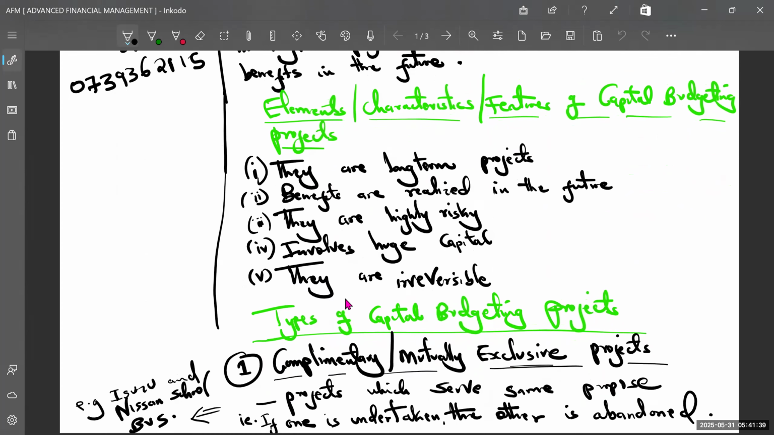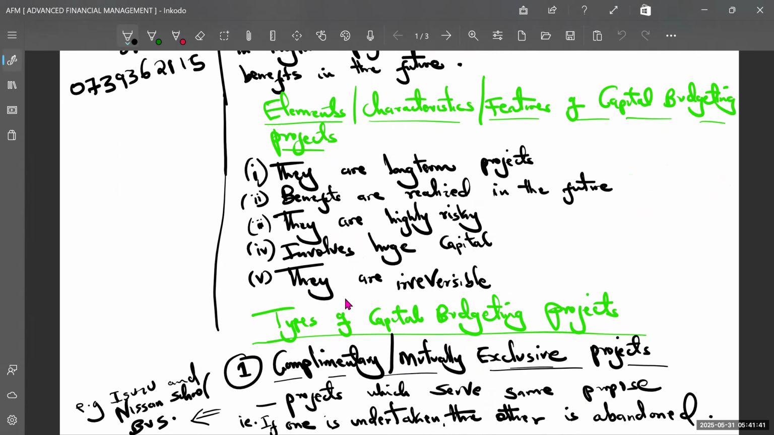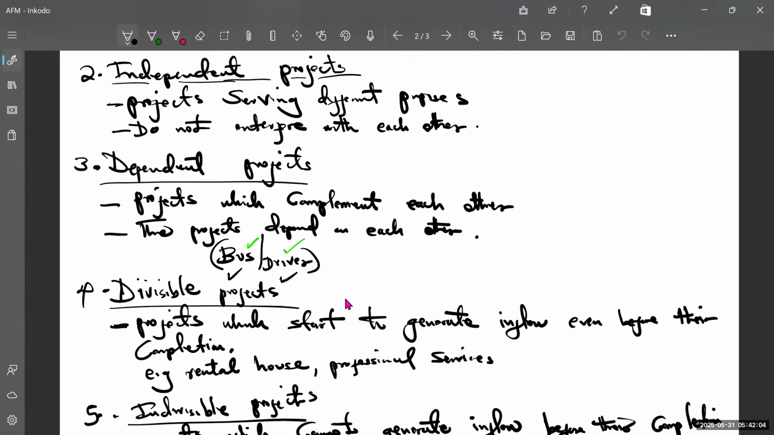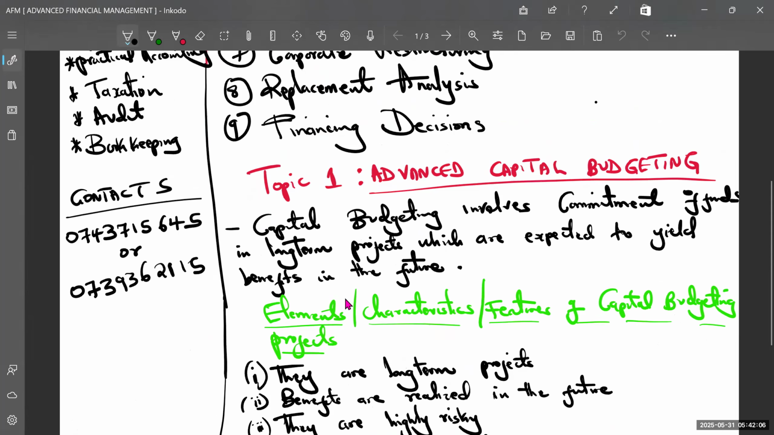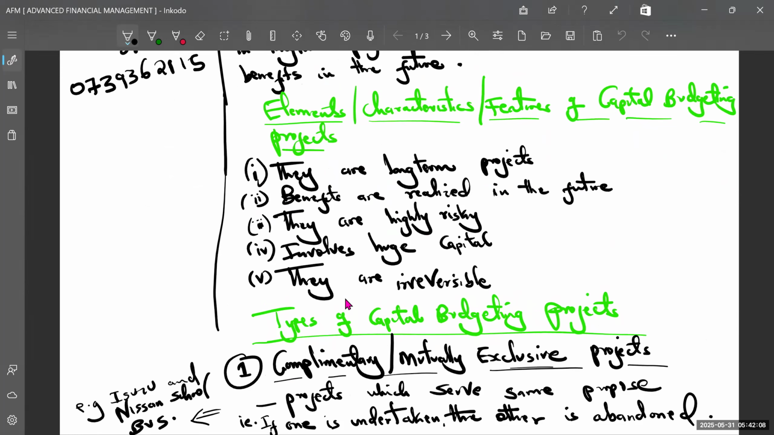Again, we narrowed down and asked ourselves: we've already looked at what capital budgeting means in definition, and we've already identified the special features of these projects. Now, let us look at the types of capital budgeting projects. What are these types? We gave around 5 of them. The first one is mutually exclusive projects. Another term for the same was complementary projects.